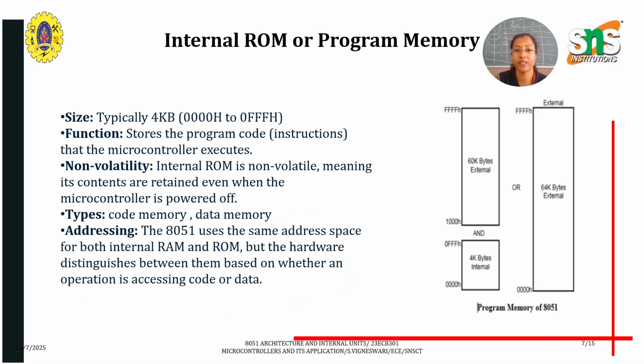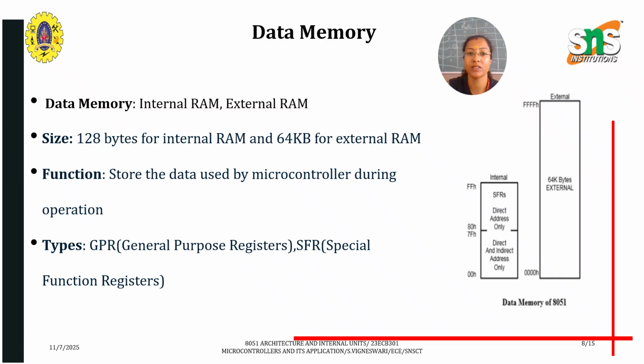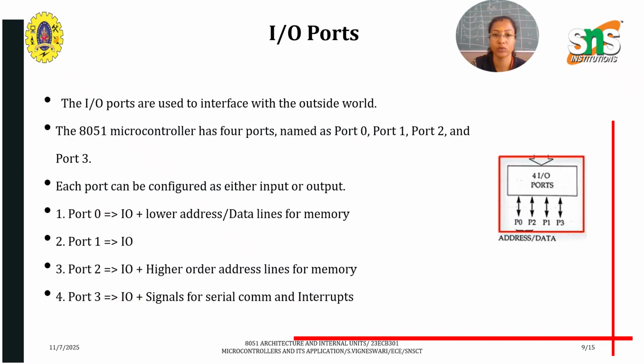Apart from that, we have seen the internal ROM acting as a program memory that holds the program code or instructions to be executed, and it has both code memory as well as data memory. The data memory acts as an internal RAM, and the external 64 kilobytes of memory can also be accessed here. And here it holds the general purpose registers and special function registers also.